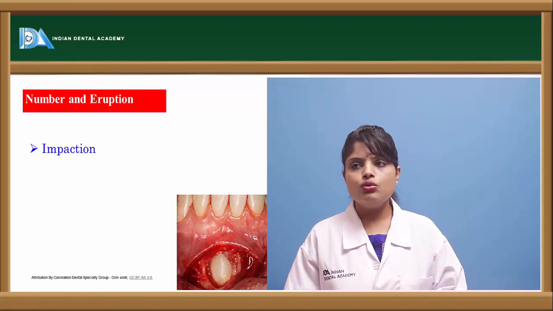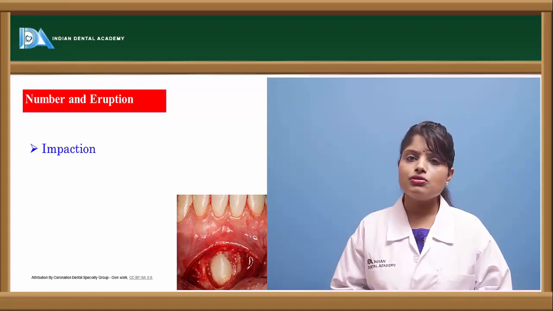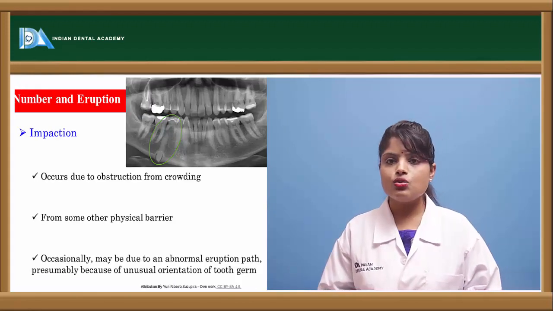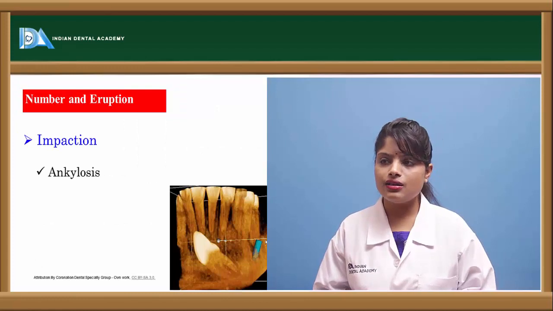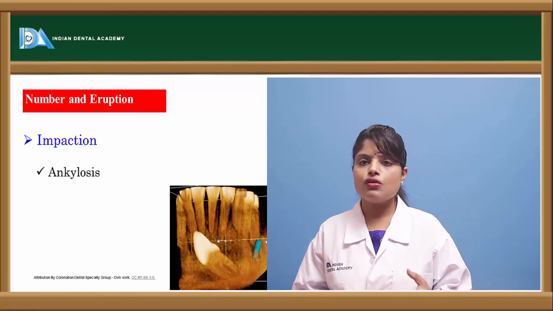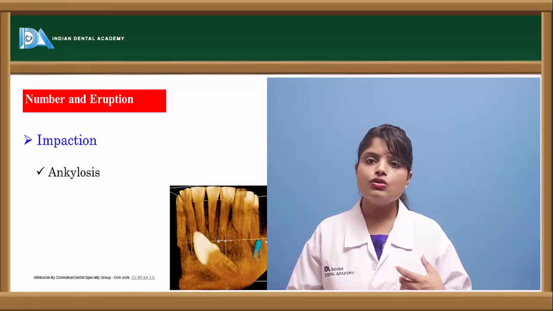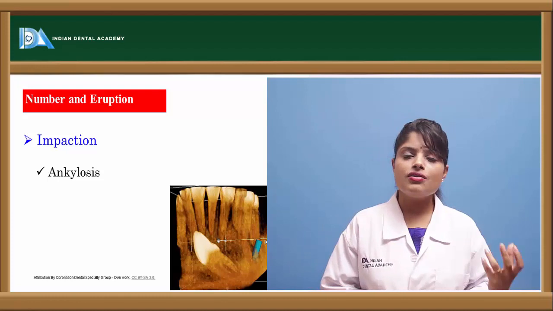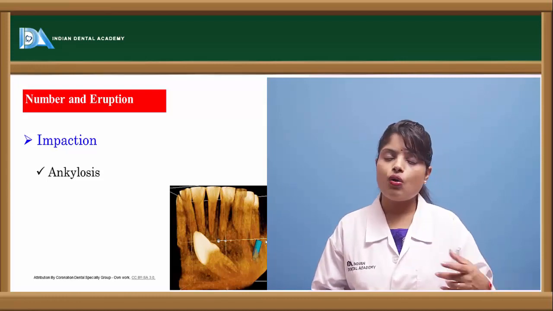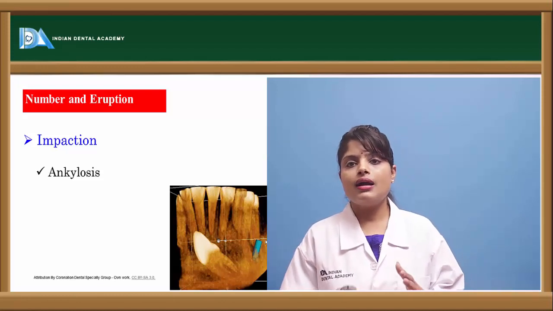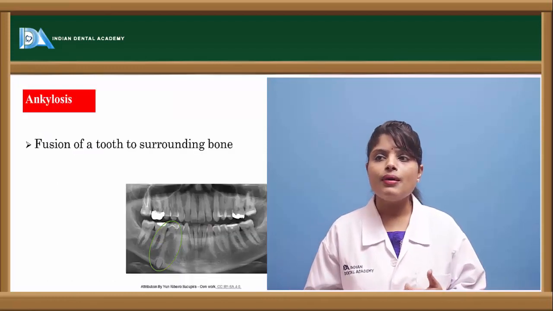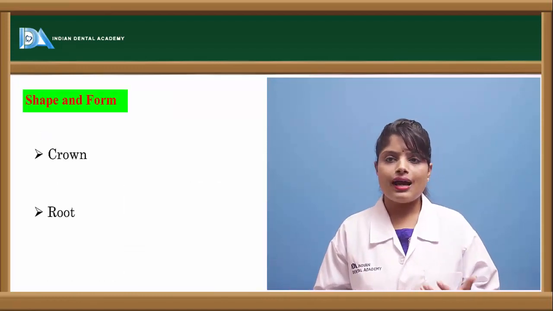Then coming to the eruption of the teeth. Sometimes it can also be impaction, which will lead to a decreased number of teeth in the oral cavity. The impaction may be either due to ankylosis, that is fusion of the tooth to the underlying bone. It can also be due to non-eruption of the tooth due to hindrance of the path of eruption. Sometimes the primary teeth may not exfoliate at their normal time, and other teeth may come into the oral cavity. This will block the further permanent teeth from erupting, and it will lead to future ankylosis.